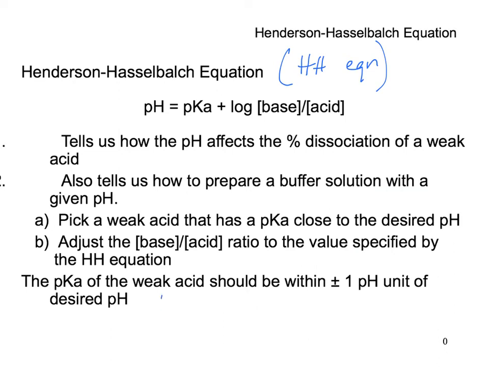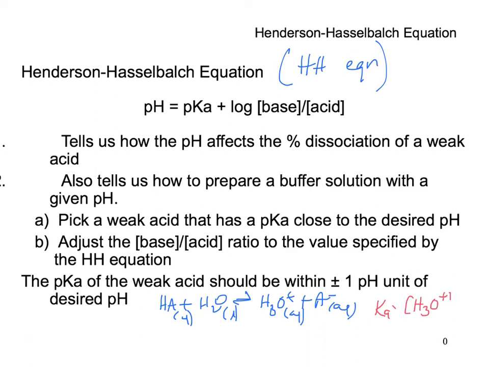So recall, my weak acid HA is interacting with water to give you hydronium plus A minus. These are aqueous. Charged species are always aqueous, by the way. Water is the only one that's liquid. And we can write down for such a situation that Ka is equal to hydronium times A minus over HA.